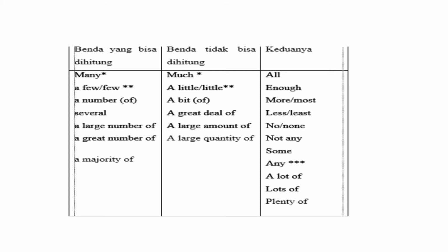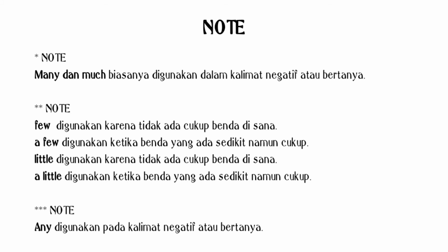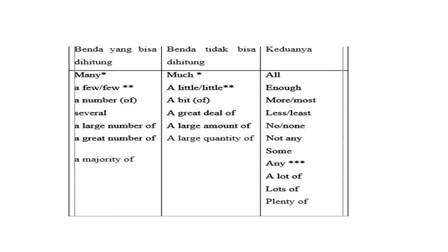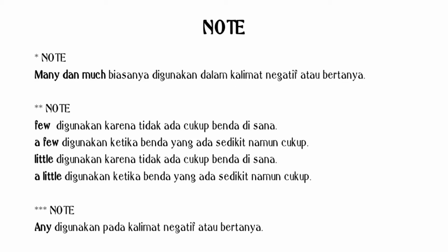Next we'll see the notes, because I put some stars beside the quantifiers. It shows I have to explain them more so that you can use them properly. For many and much, they are usually used in negative and interrogative sentences.